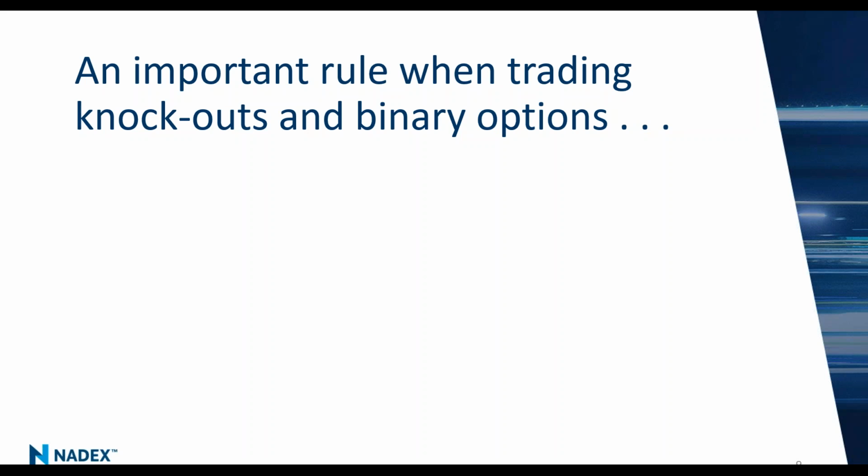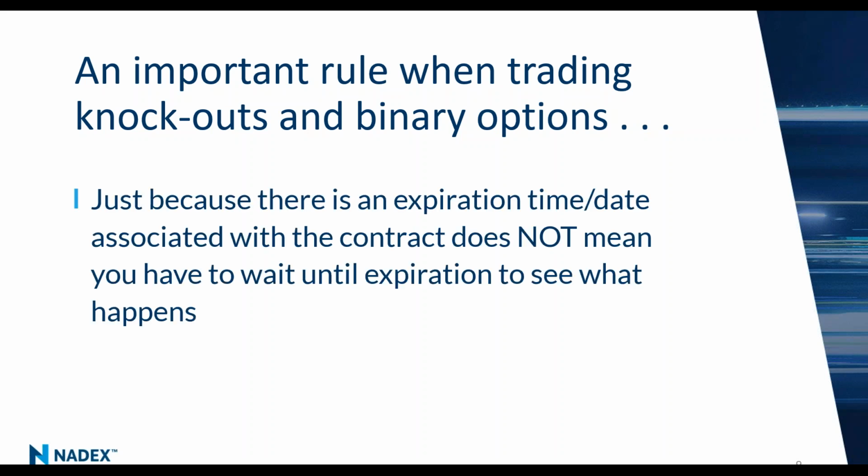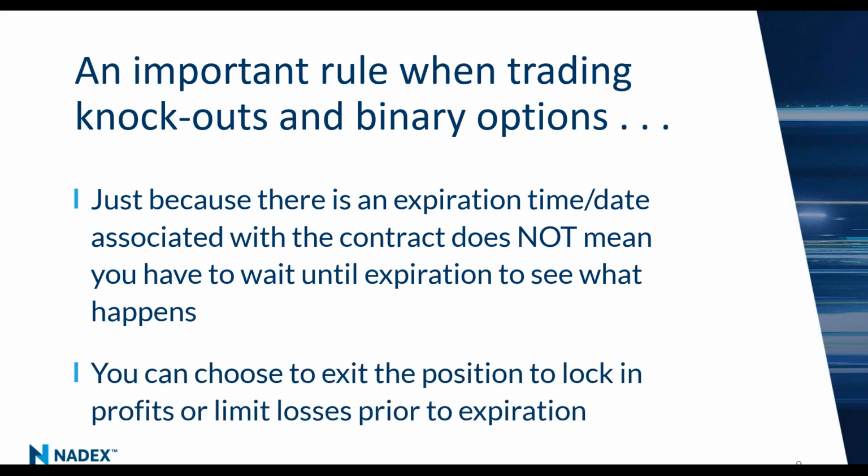Now, when you are trading binary options or knockouts, it doesn't matter which one, there is an important rule. And I have been talking about how a contract would settle. A binary option either goes to 0 or 100 in the end. A knockout will knock you out at one of your boundaries at either the floor or the ceiling, or it will settle at a price in between. But just because there's a settlement time with the contract does not mean you have to wait until expiration to see what happens. All right. You can day trade these if you want, or you can exit your position early if you want.